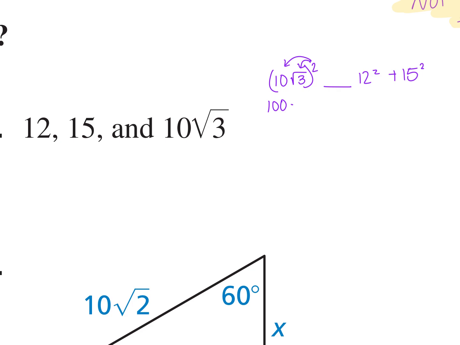And if you're squaring a square root, just take it out. That's just going to give me a 3. Because the square root of 3 times the square root of 3 is the square root of 9, which is a perfect root. Looking at the next side, 12 times 12 is 144. 15 squared is 225. This is going to give me 369. If you're looking at it, my hypotenuse squared is smaller, so this is an acute triangle.